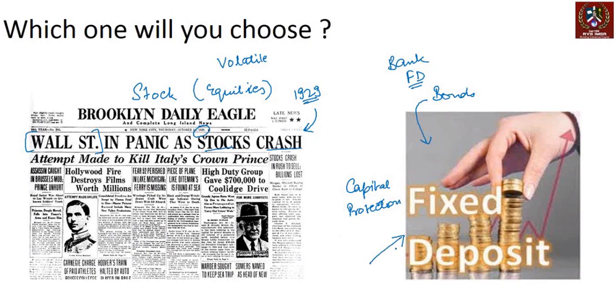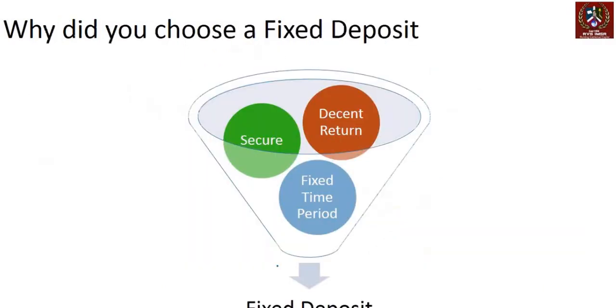Now, why did we choose the fixed deposit? One part of it was that there is a capital protection. The other part was that there is some sort of uncertainty with stock returns. They tend to become volatile. And the third part would possibly be, when do I get my money back as well? So what are the key decision points? Why do we choose a fixed deposit?